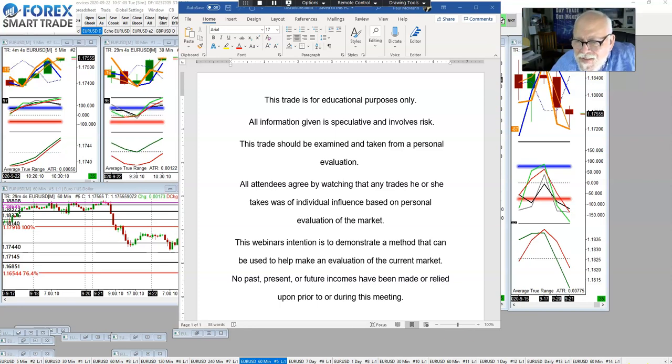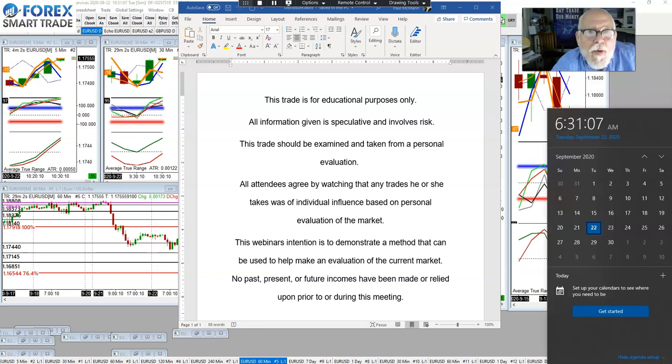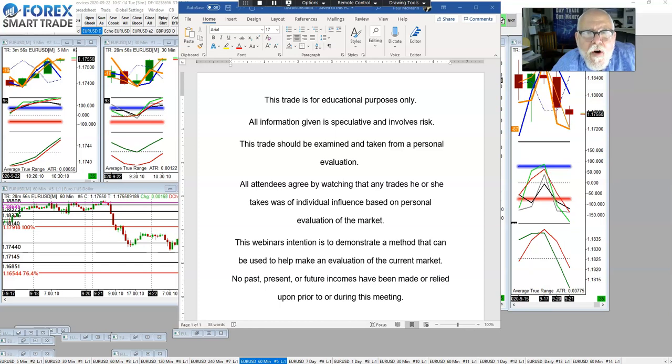It is September 22nd, Tuesday. It is the first day of fall, and we're starting to feel it here in Boston. Last couple of days, we've had to turn the heat on.